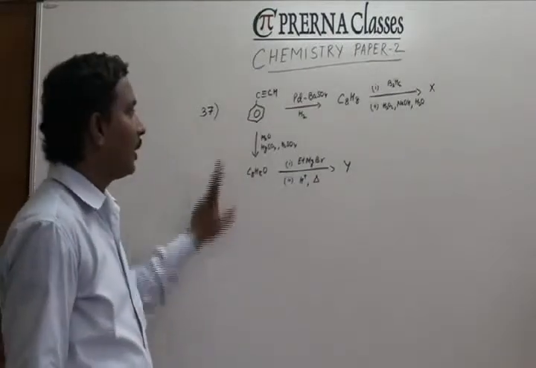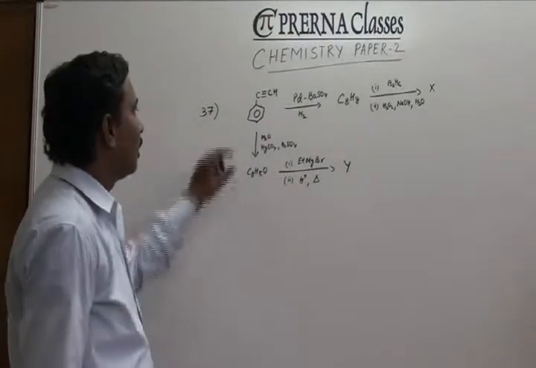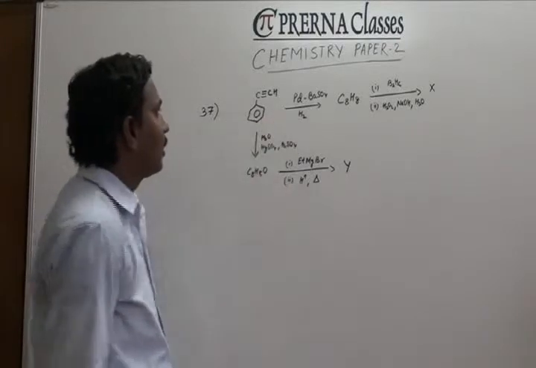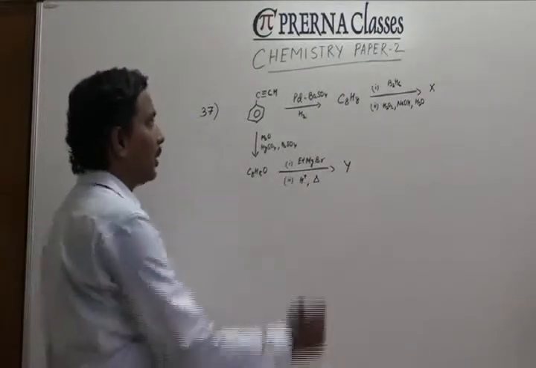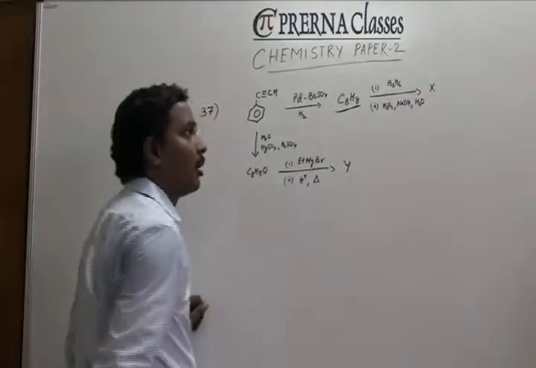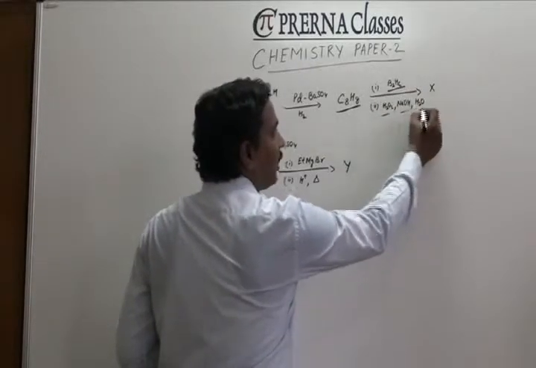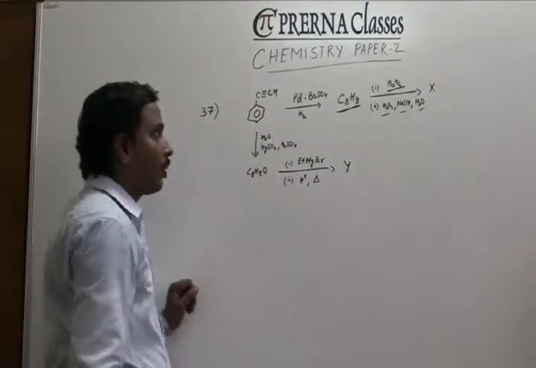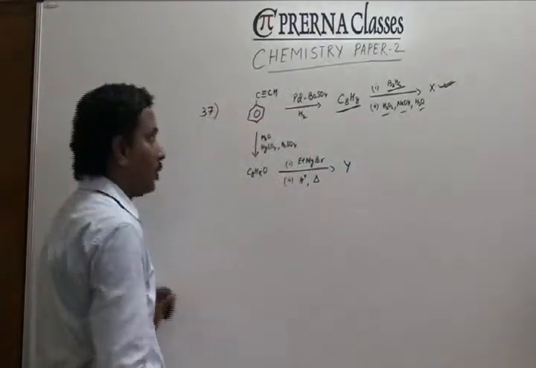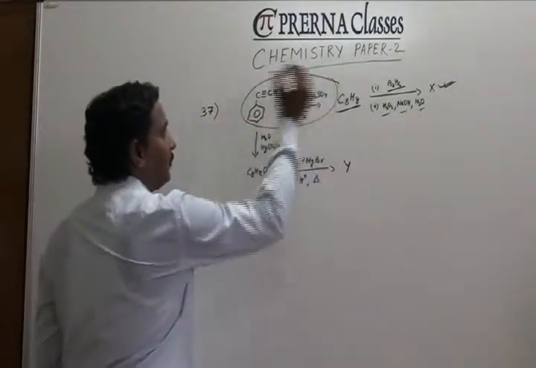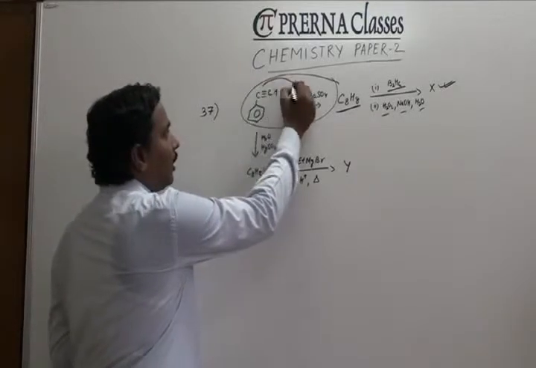Questions 37 and 38 are comprehension type. The given comprehension is reacted with palladium and BaSO4 and H2, and the product is C8H8, followed by B2H6, H2O2, NaOH and H2O, and we have to find the structure of X. First of all, the first reaction is a partial reduction. Alkyne is converted into alkene.